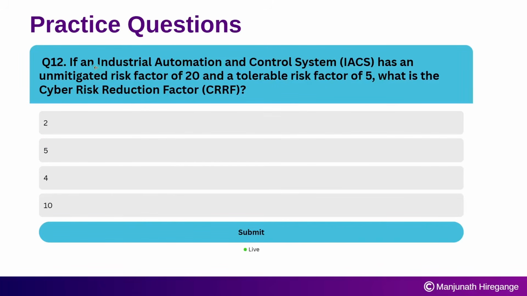Question number 12. If an industrial automation and control system has an unmitigated risk factor of 20 and tolerable risk factor of 5, what is the cyber risk reduction factor, in short CRRF? So this is also a pretty straightforward formula. If you remember, CRRF is nothing but your unmitigated risk divided by tolerable risk. So 20 divided by 5 is 4.